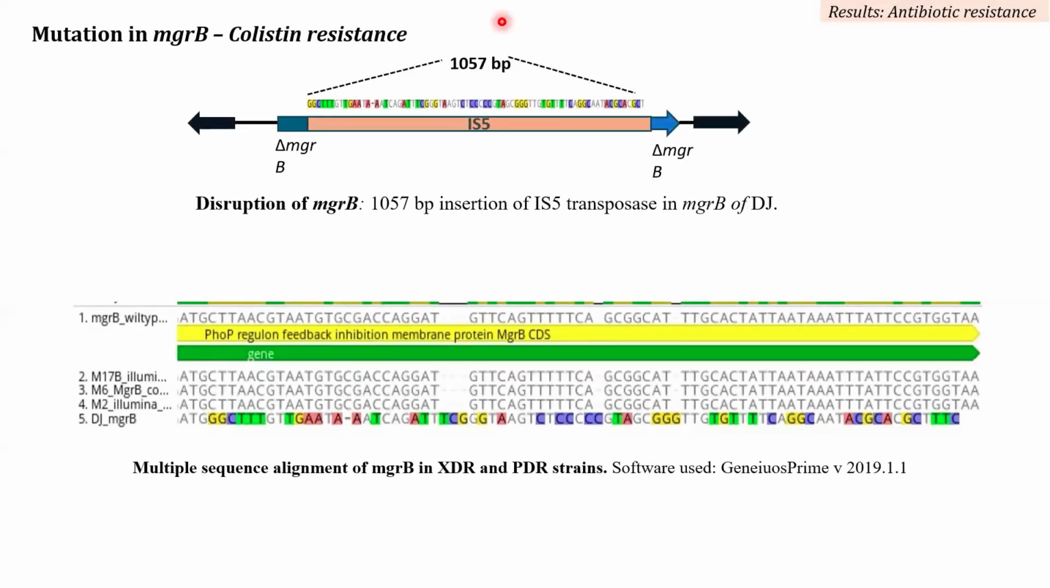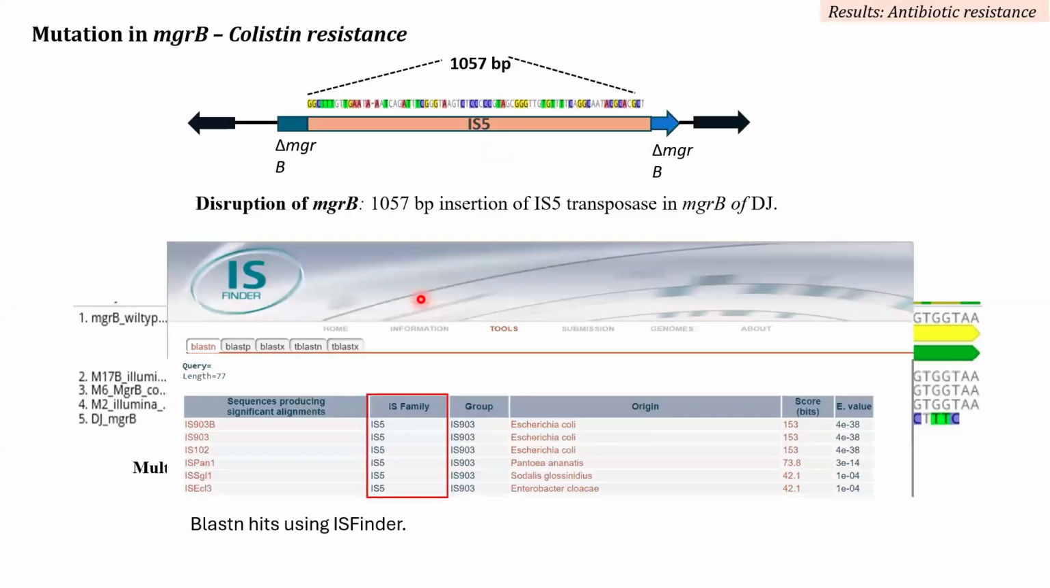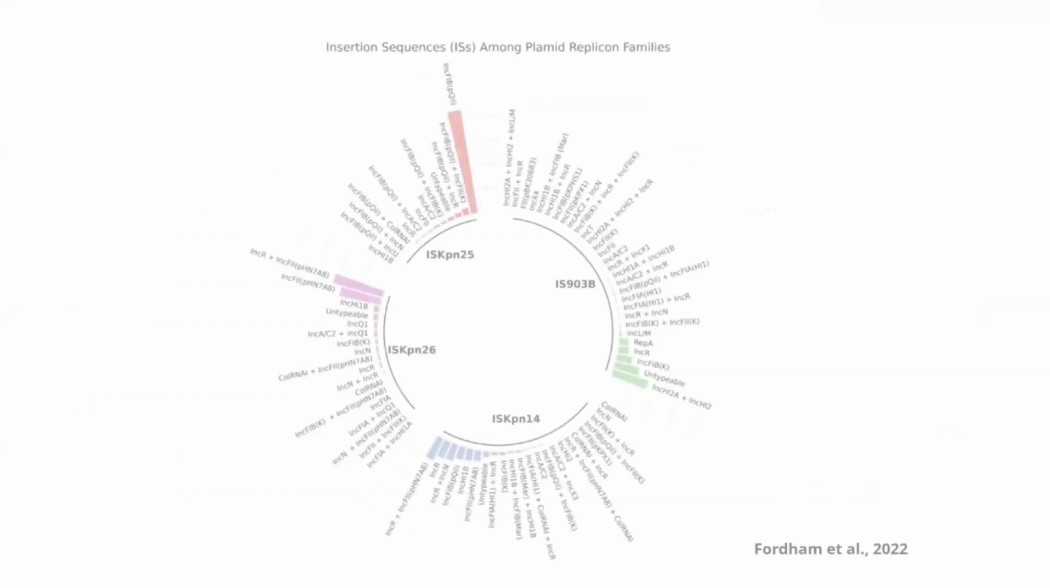Another MGRB disruption that we found was by an insertion sequence 5, which was originally reported in E. coli, and it caused the bypassed charge distribution on the cell wall, and that is how colistin resistance was found in this isolate. So we showed that this insertion sequence was earlier reported in E. coli and a few other organisms, but it was not reported in Klebsiella, and we were the first to report it in Klebsiella pneumoniae.